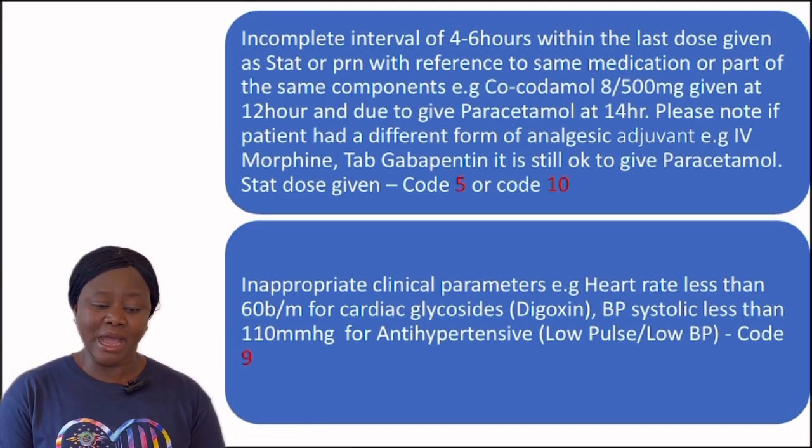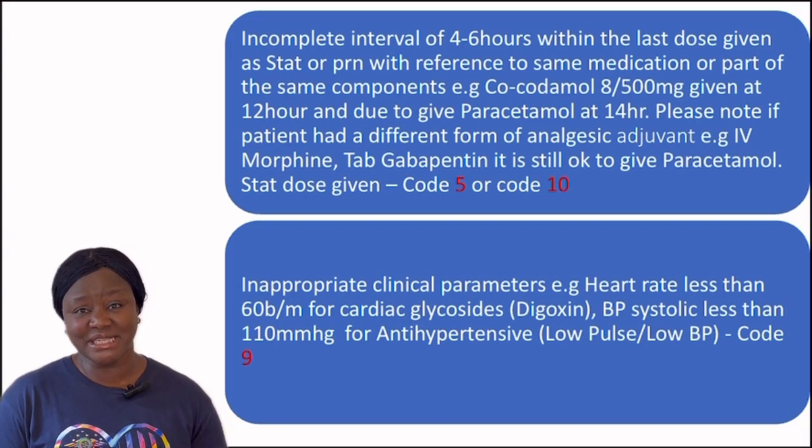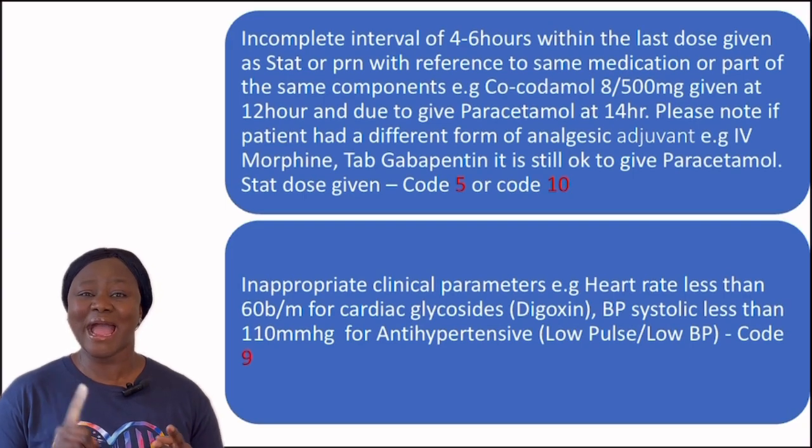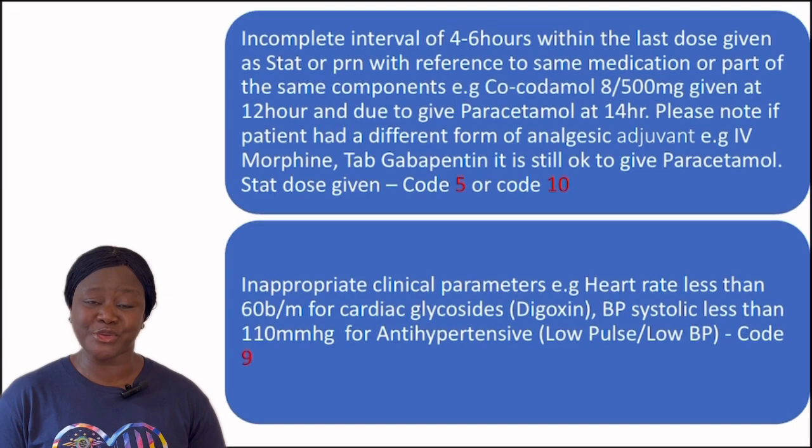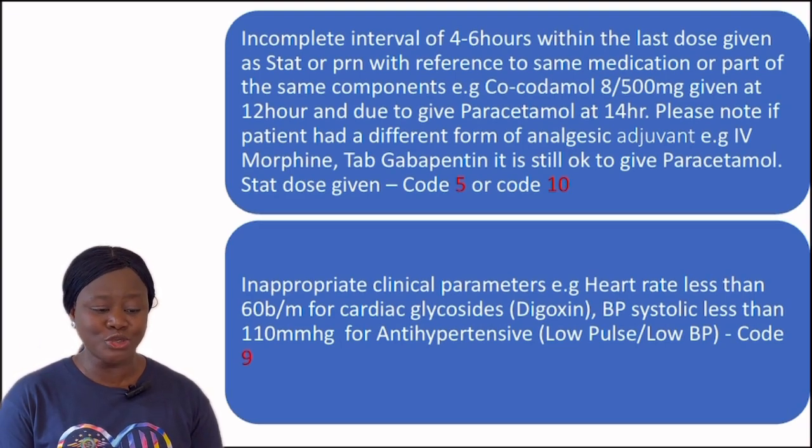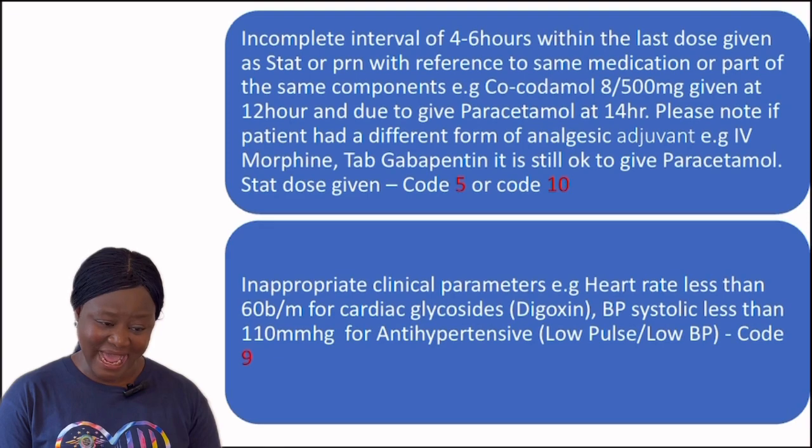Now, for inappropriate clinical parameters, if the heart rate is less than 60 and I need to give digoxin, I need to code that. That's a code of 9, low pulse, low heart rate. Antihypertensive, if the blood pressure is less than 110 millimeters of mercury systolic, I'm going to code that a code of 9.